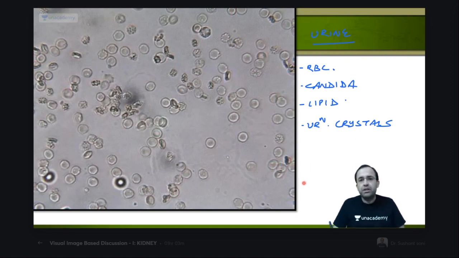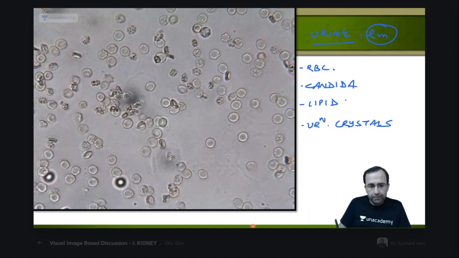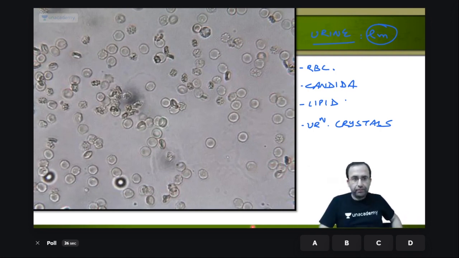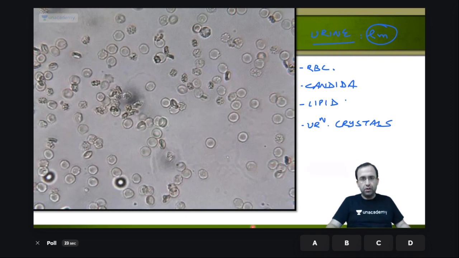RBC? No, but this is the routine normal light microscopy. Chintu, good question. This is light microscopy. I'm just starting the poll. These are the type of questions that we are expecting in the prospective paper. So options were RBCs, lipid, candida, crystals.